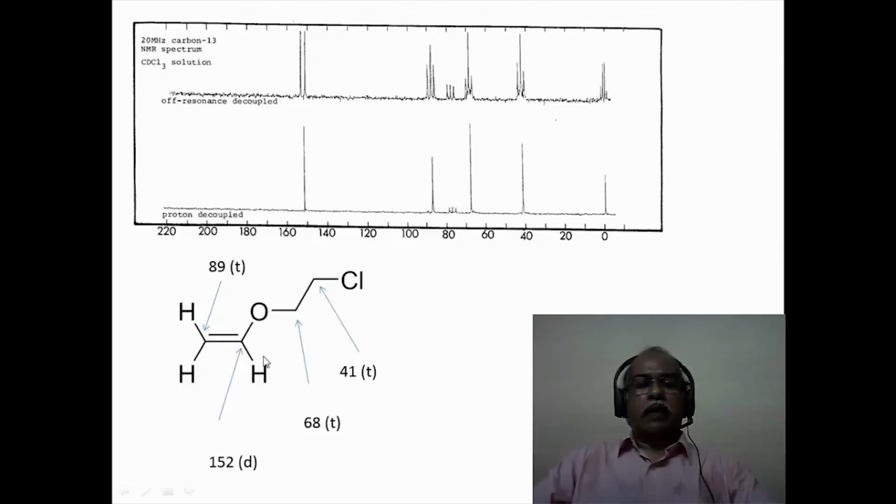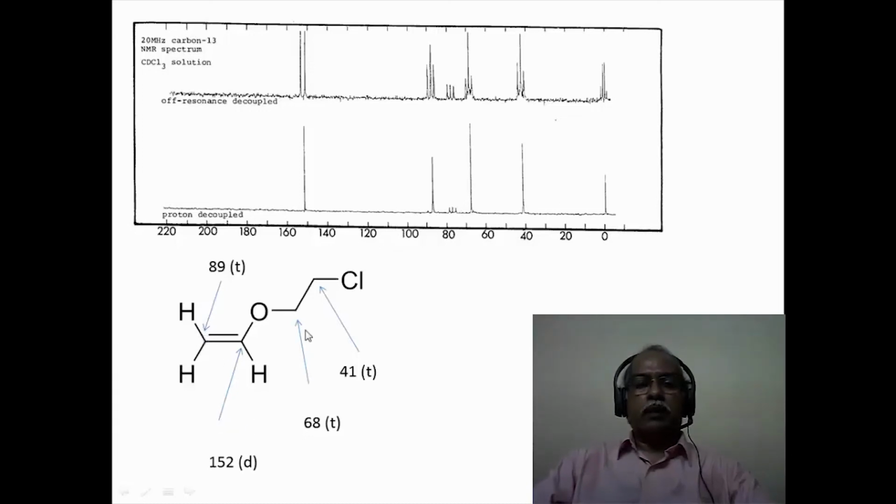This other vinylic carbon, which is alpha to the oxygen, because oxygen is directly attached to it, should come at a higher delta value. It comes at 152. You can see the difference in the delta value between the two olefinic carbons. One carbon being highly electron rich is highly shielded, it's 89. The other one being directly attached to oxygen, which is an electronegative element, comes around 152. It's a very characteristic feature of this kind of highly polarized double bond, where the polarization essentially comes because of the lone pair of the oxygen being delocalized onto the double bonded carbon.